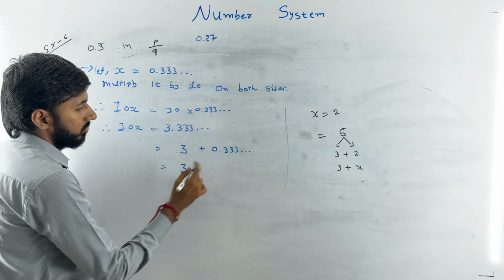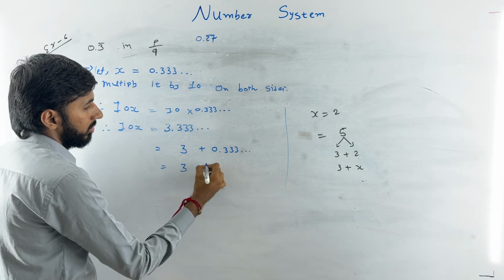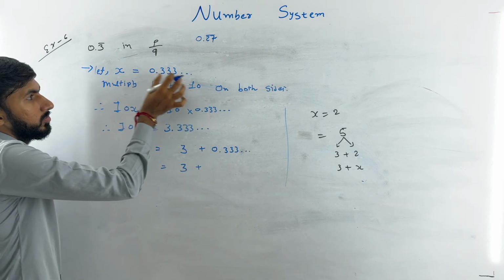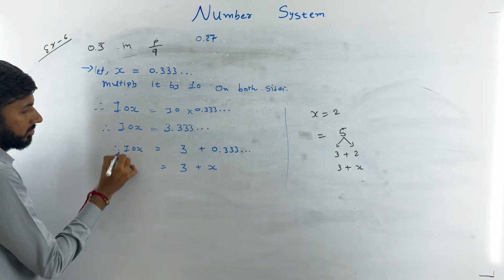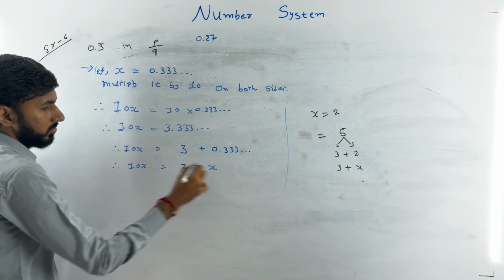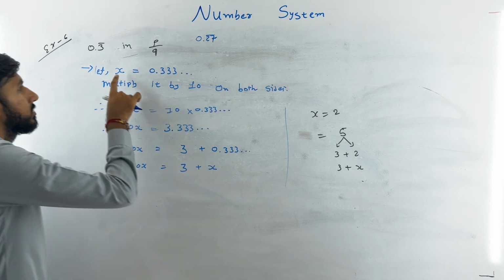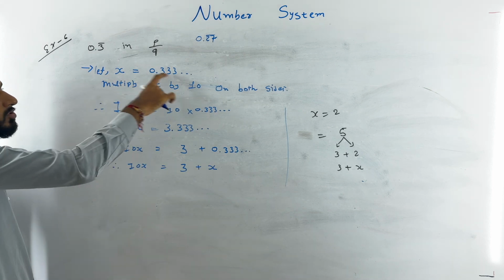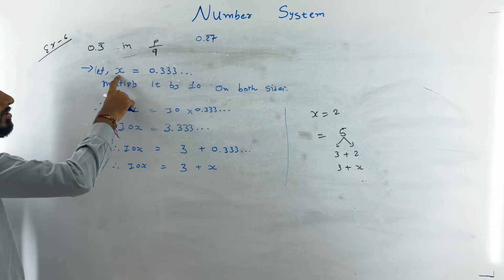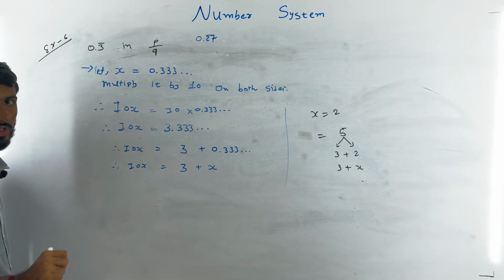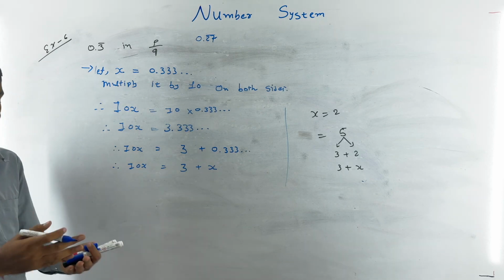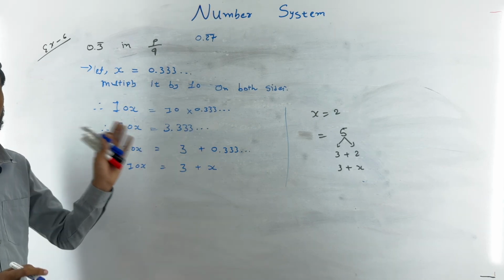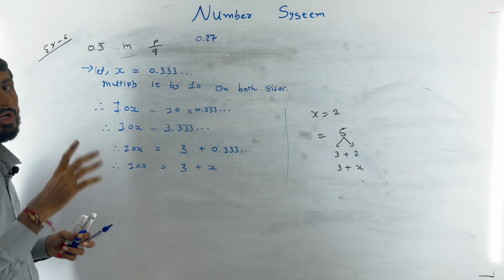It is very easy. So here 3 plus, we already assume this number is x, so I can write x here. So here is 10x equal to 3 plus x. Very simple. Our first step is to assume the question: x equal to 0.333. Now the second step is we have to multiply both the sides by 10, 100 or 1000. What will be the situation?